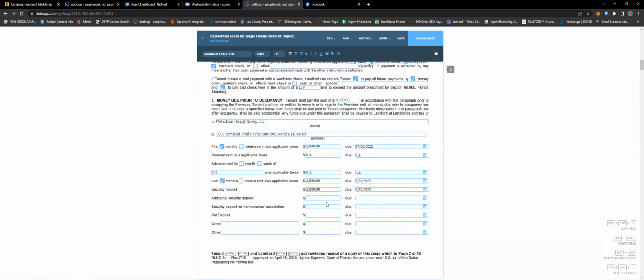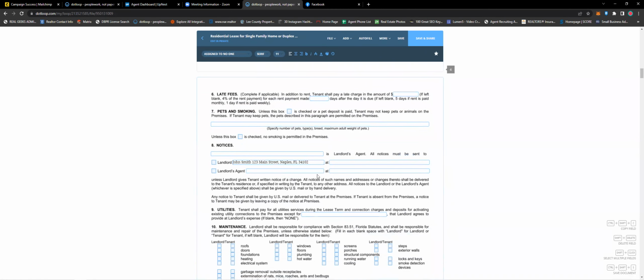No additional deposit, so we're going to do NA. No security deposit for homeowners. We'll just make believe there's no HOA here. But if there was an HOA deposit, that needs to get paid to the HOA directly. If they have pets, your owner can charge a pet deposit. Let's just go with $350 just for easy figuring. We're going to put NA due on 7/20/2022. And the rest we're just going to put NA, but that would be saved for other additional fees and other things.